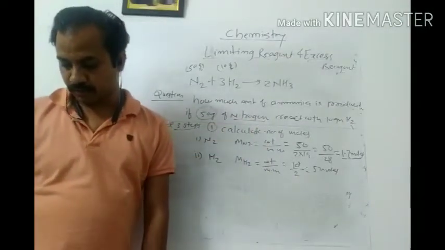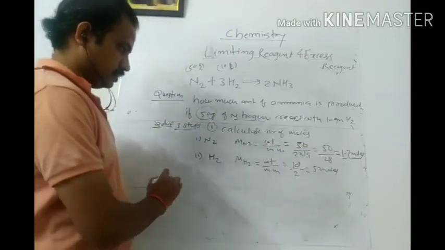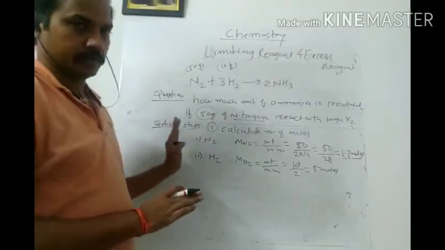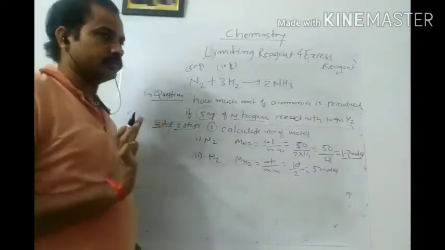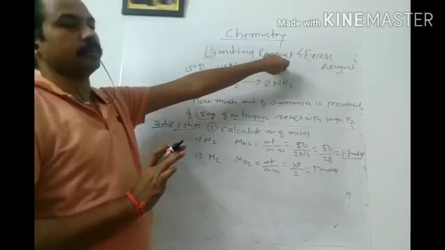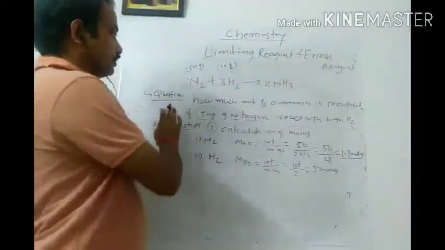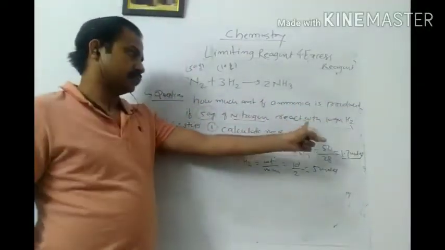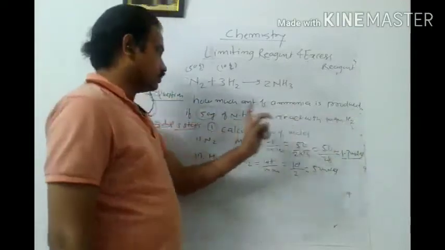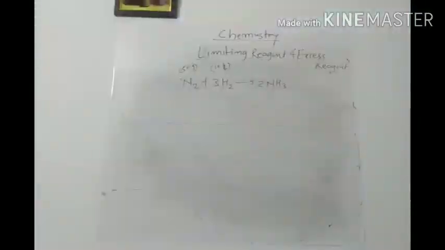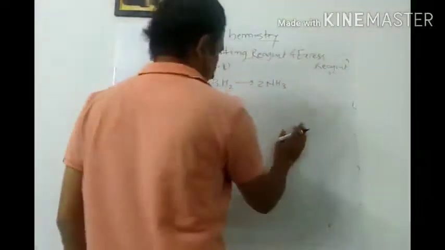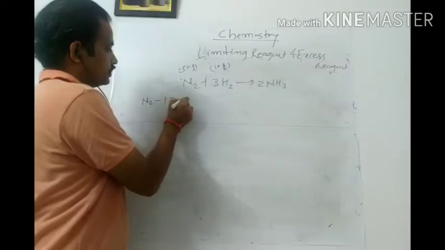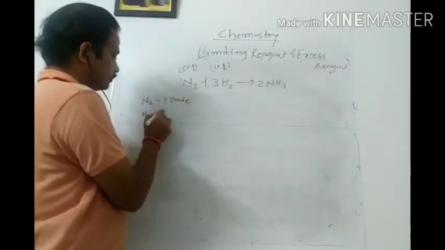Then second step, according to the equation. If you understand it, I can rub it. So this reaction and question are given to you, for understanding the concept of limiting and excess reagent. The question is: how much ammonia is produced if 50 gram of nitrogen reacts with 10 gram of H2? According to this weight, in the first step we have calculated the number of moles: for nitrogen it is 1.7, and for hydrogen it is 5.